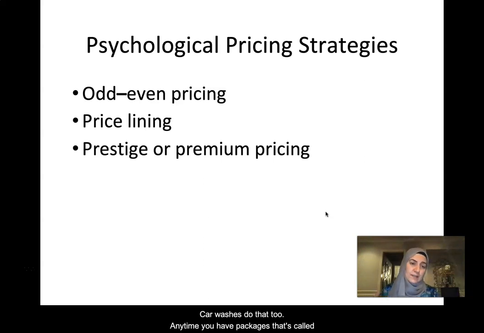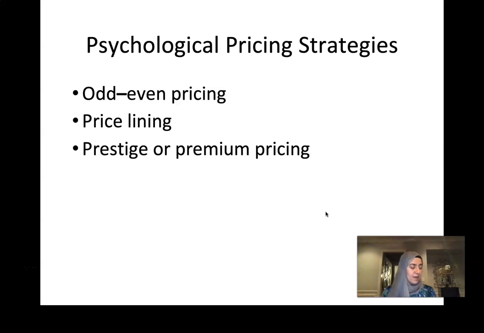Car washes do that too. Anytime you have packages, that's called price lining. And what that does is it allows the marketer to charge the highest price that someone would be willing to pay to get the feature they want. So if I really want that backup camera, I might not want all of the other stuff in the package, but the price is just right that I would be willing to jump to the next higher package to get it.